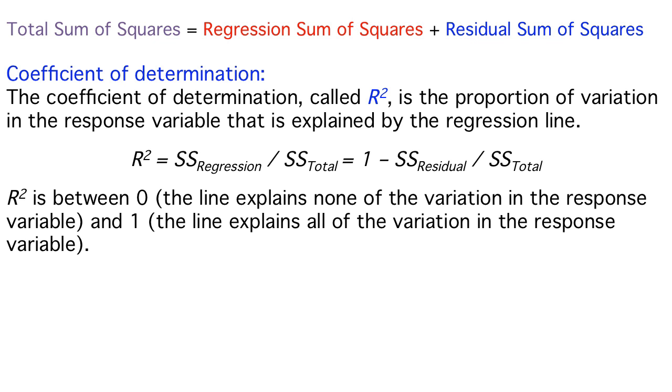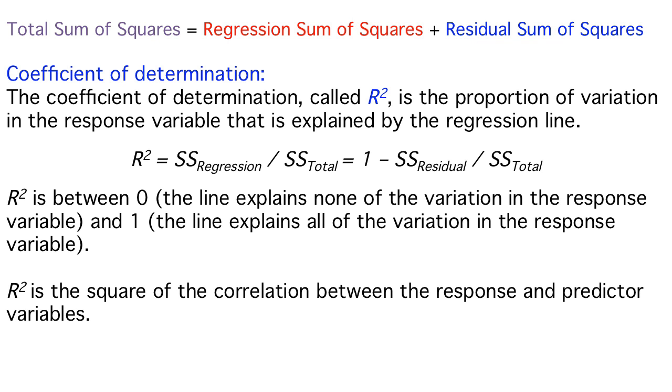So why is the coefficient of determination given the symbol r squared? Well, r is the symbol commonly used for the correlation between two quantitative variables. And mathematically, it can be shown that r squared is the square of the correlation between the response and predictor variables.